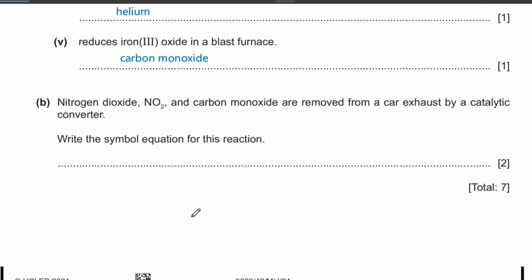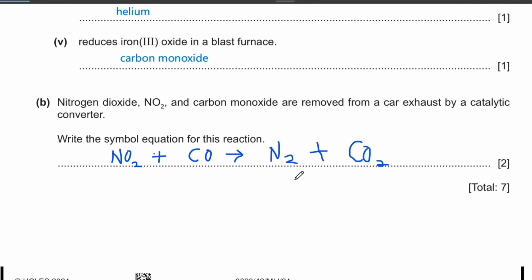Question B. Nitrogen dioxide and carbon monoxide are removed from a car exhaust by a catalytic converter. Write the symbol equation for this reaction. So we have nitrogen dioxide as one of our reactants. The first thing you do is write the formula of nitrogen dioxide, NO2, plus carbon monoxide. The formula of carbon monoxide is CO. In a catalytic converter, the products are nitrogen and carbon dioxide. That is the reason the catalytic converter is used: to convert carbon monoxide, which is more poisonous, to carbon dioxide, which is less poisonous. So next is to balance the equation.